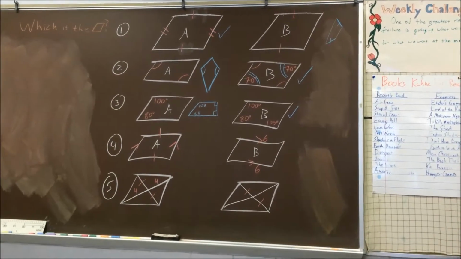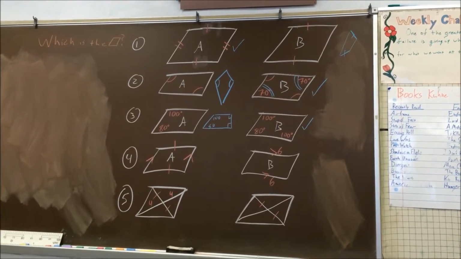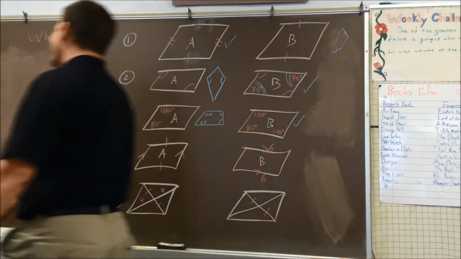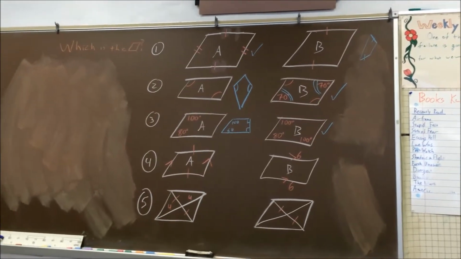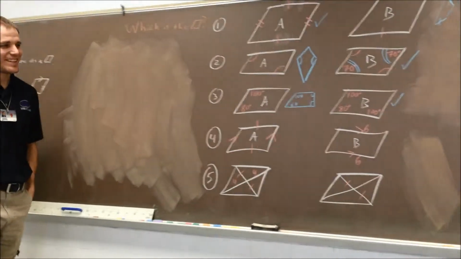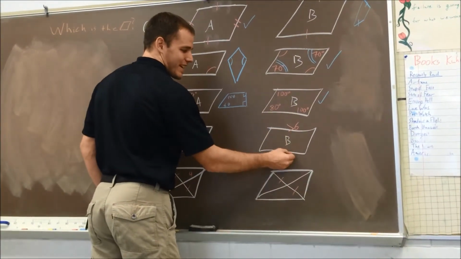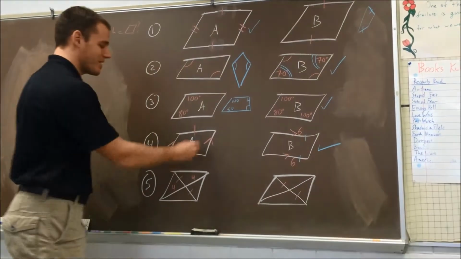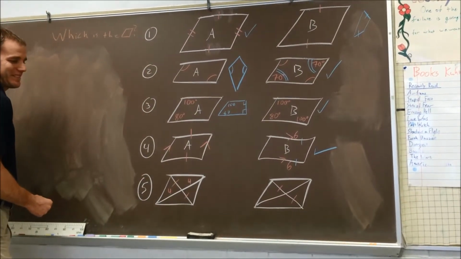Number 4, all together. 1, 2, 3. It's B. Some of you fell for it. We just talked about it right here. It's got to be the same pair of sides. These are both 6, so they're congruent and they're parallel. This is the one that could be a trapezoid.